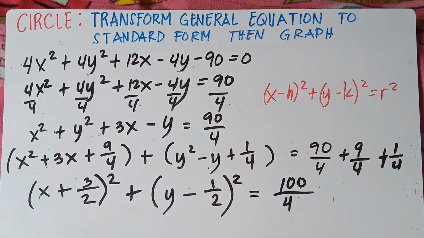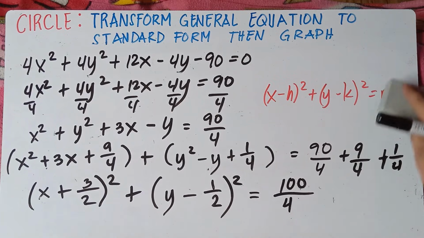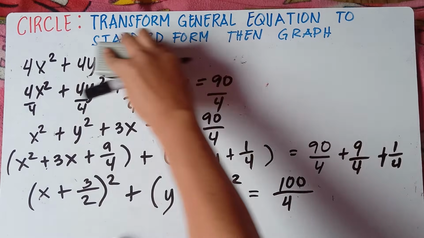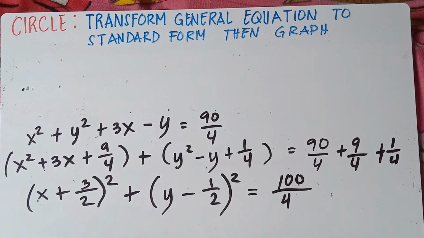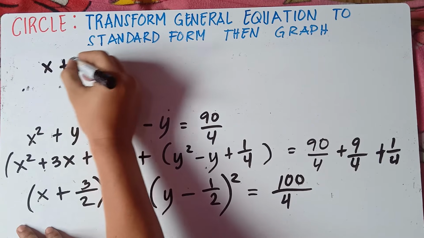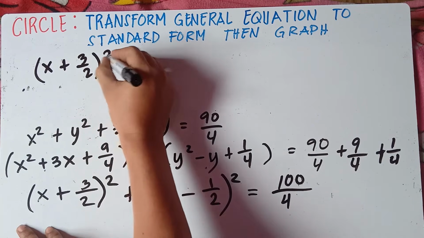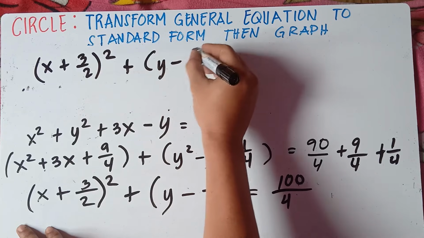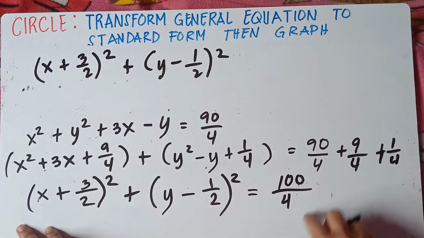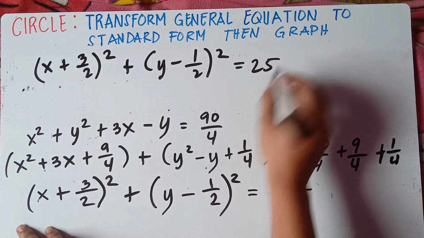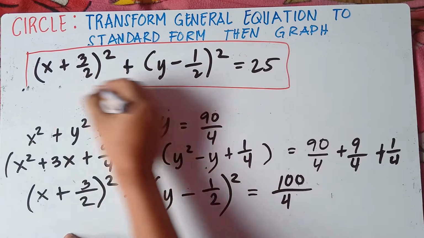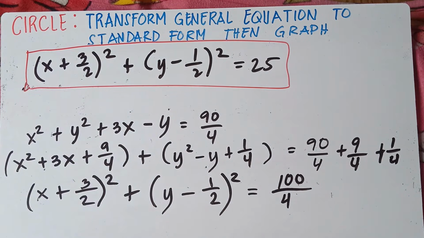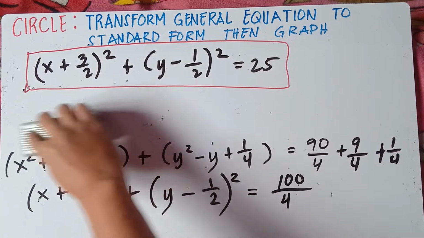So can we divide 100 by 4? Yes. So our final answer is, okay, we don't have enough space. Let me write this here. So our final answer, class, that would be x plus 3 over 2 squared plus y minus 1 over 2 squared. 100 divided by 4 is 25. So that's it, class. This will be our equation.